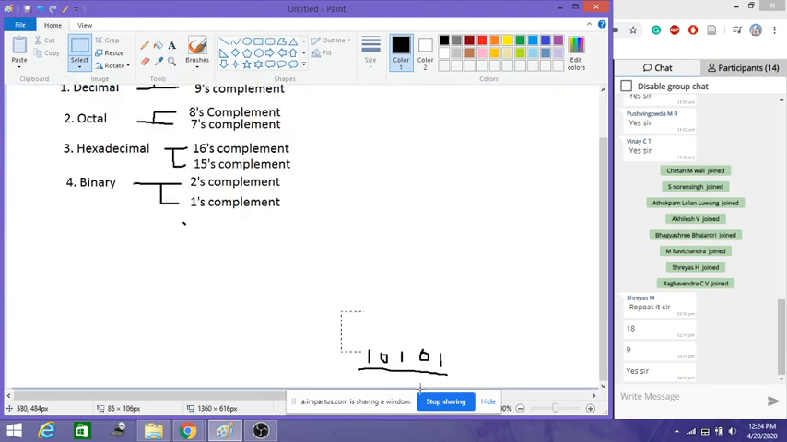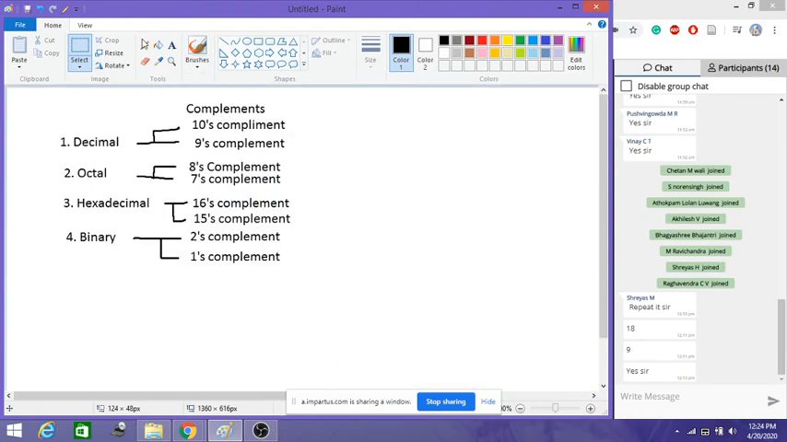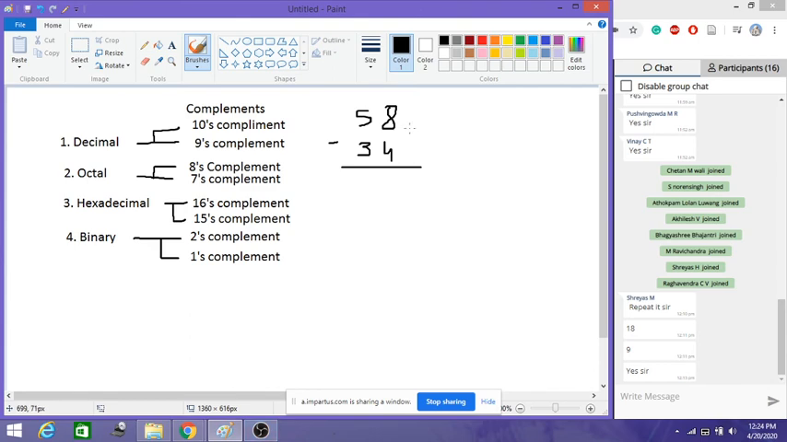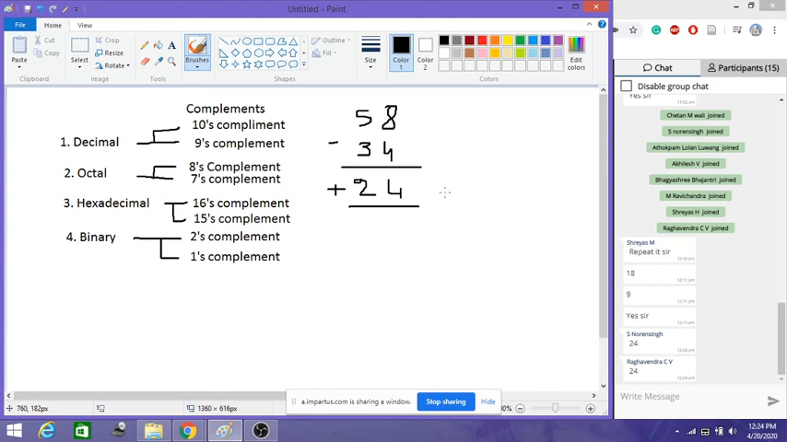I'll clear all this. So let us take, for example, I want to subtract 58 minus 34. So what is the actual answer here? 8 minus 4 is actually how much? It is 4. And 5 minus 3 is 2. Now the answer is positive, so no issues.